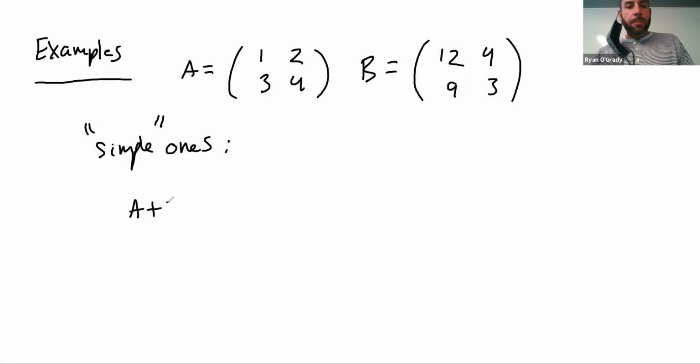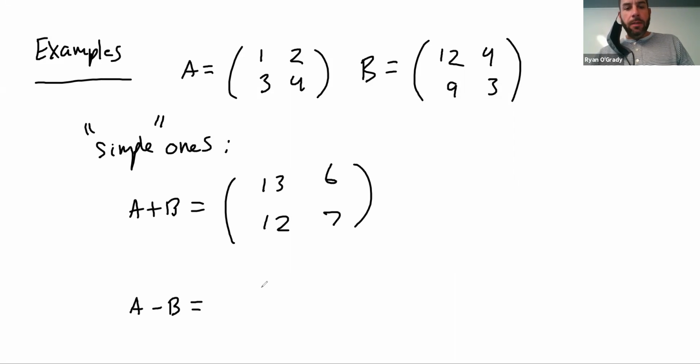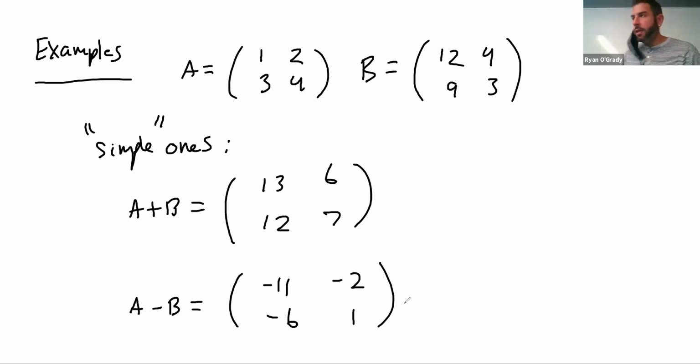What is A plus B? A plus B is 13, 6, 12, 7. What is A minus B? Well, that would be -11, -2, -6, 1. So those are simple ones. They don't require anything other than what you would think is obvious. You match the entries, either add them or subtract them. And notice I put simple in quotations. I'm not saying that like a 3rd grader understands this, although they might. It's just entry to entry.